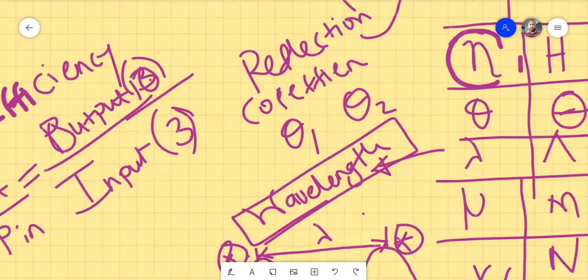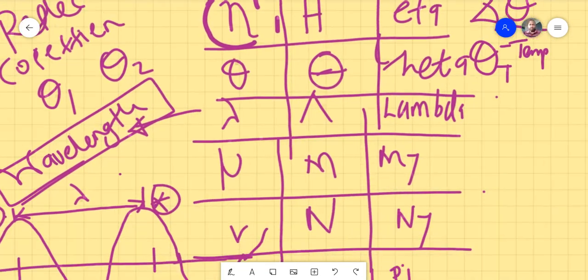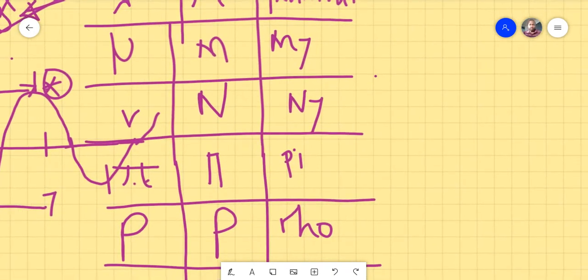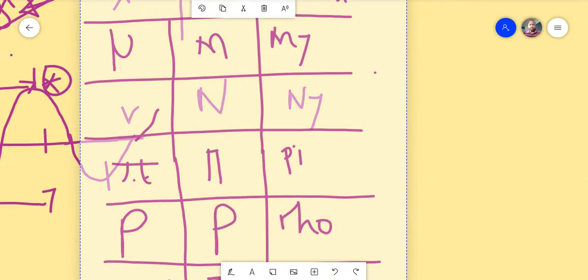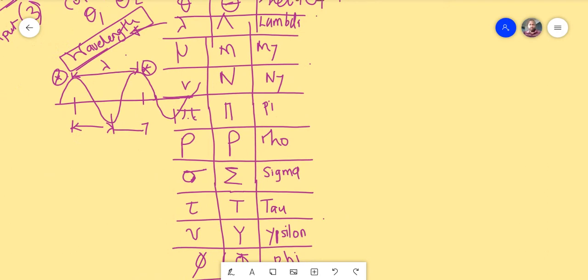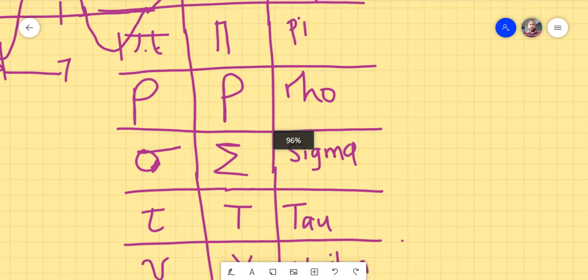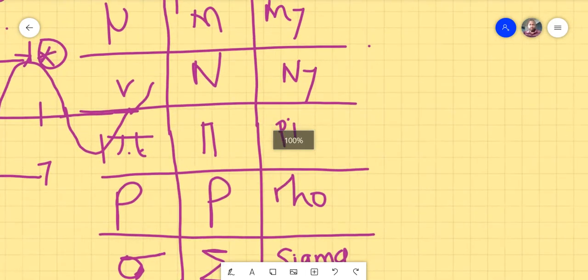And then let's see what other symbol. Okay, this one, phi. Phi can be used to represent an angle.